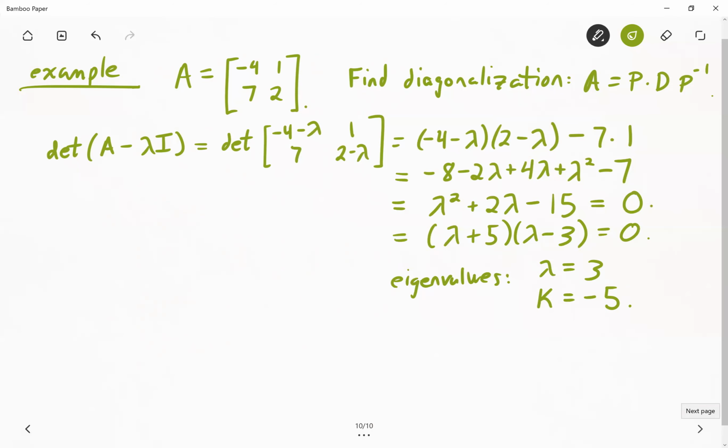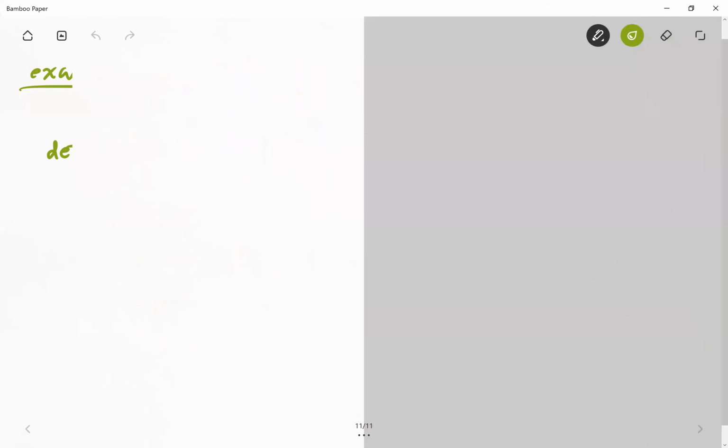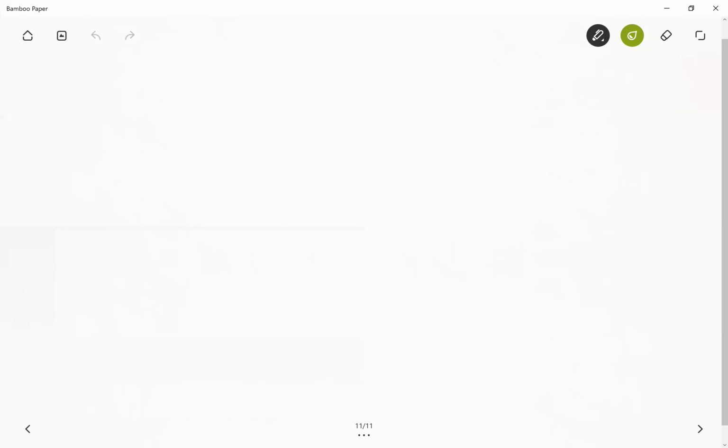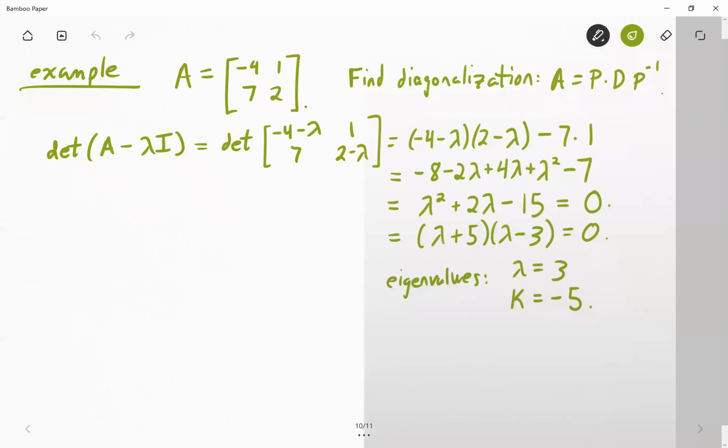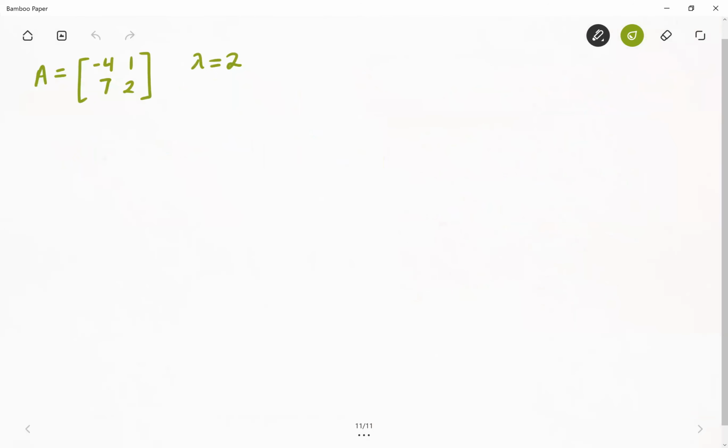All right, the next step is to find the eigenvectors. So we'll do that on the next page. So recalling that A was the matrix negative 4, 1, 7, and 2. And we know that lambda equals 2 is an eigenvalue. No, not lambda equals 2. Lambda is equal to 3, right? Yes. Confusing this with the previous problem. Lambda equals 3.